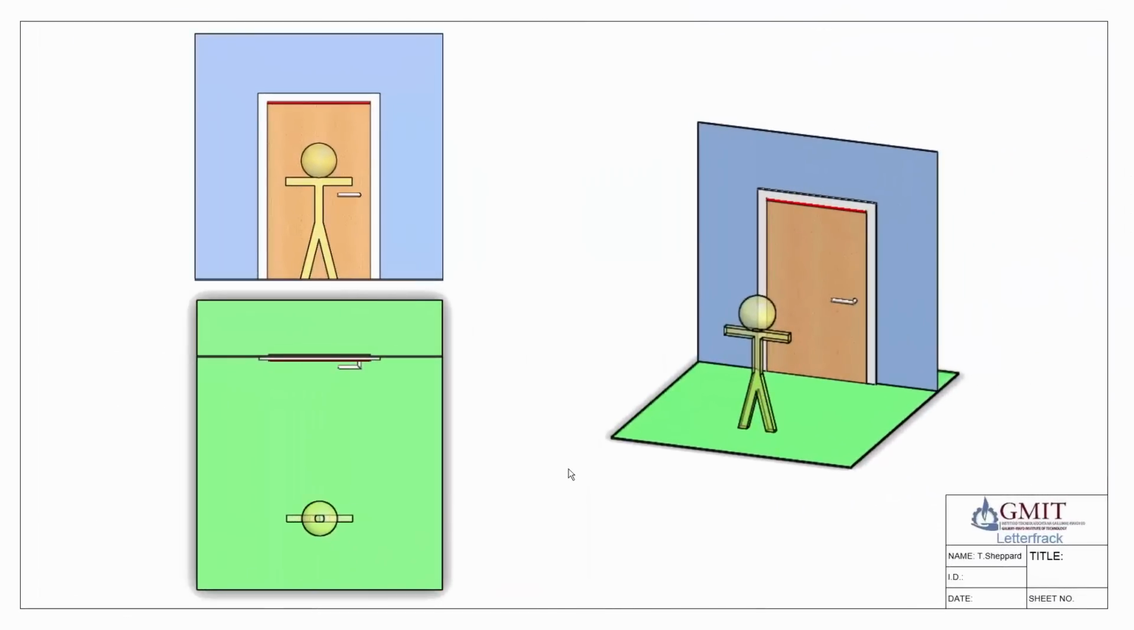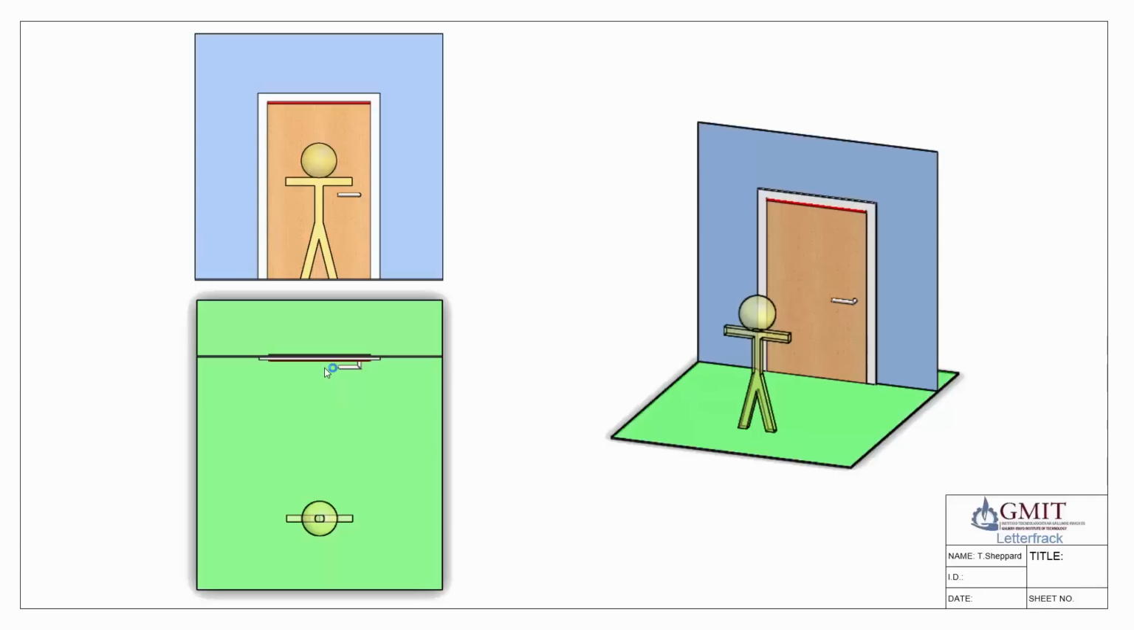Okay, so here we can see the example that we're going to take. The example is of a person standing directly in front of a door. Here we have the front elevation of our person and our door. Here we have the plan view of the same person and the same door. Over here we have a little 3D view just to help people visualize what's going on. The basic idea is that our person at the moment is standing directly in front of the door.